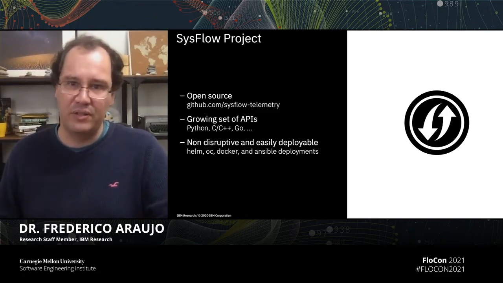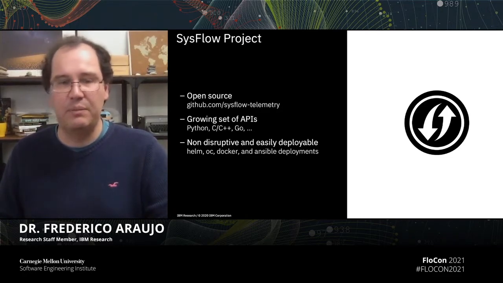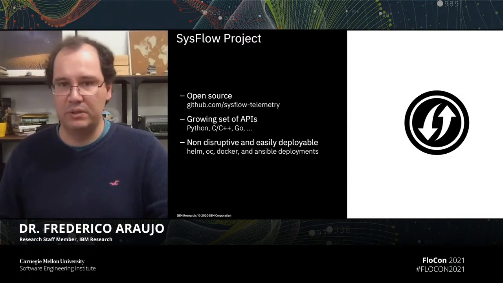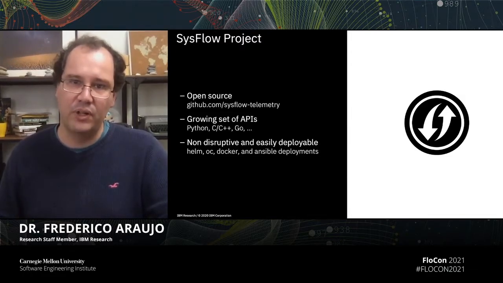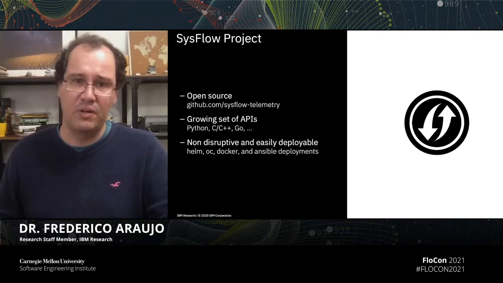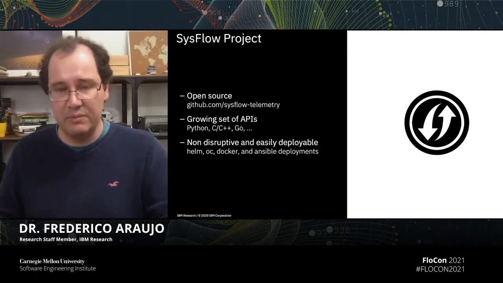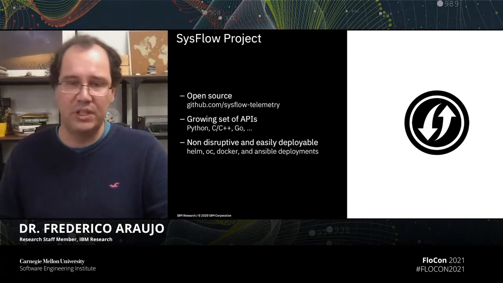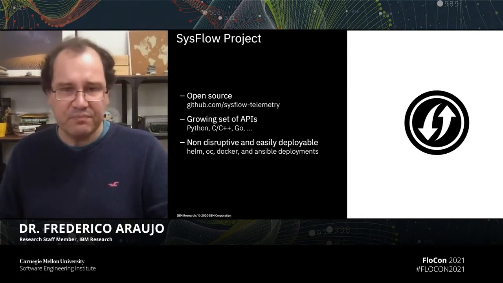Today we have a growing set of APIs. We support Python APIs like I showed in Jupyter, but we also have native C++ APIs and also Golang, right? The processor is implemented in Golang, so we are growing our support for Go. There are so many ways to actually deploy Sysflow, starting from Helm for Kubernetes, OpenShift operators that we now support as well for OpenShift environments, Docker, of course, and also Ansible deployments, which we are making available.